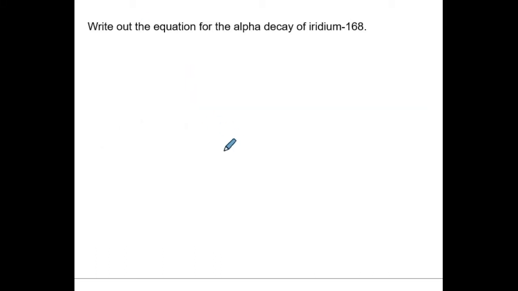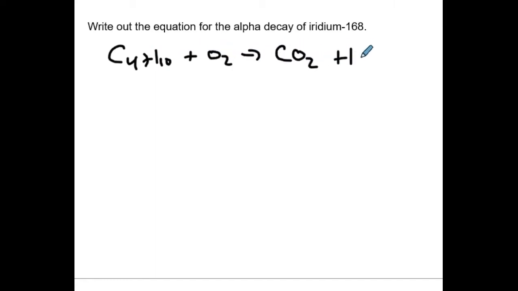Let's do a practice example. There's no math to this, but you are expected to be able to write out basically chemistry equations. Only they're not really chemistry, because in chemistry, if you've ever written out an equation, if I give you, say, C4H10 plus O2 forming CO2 plus H2O, in a typical chemistry sort of equation, if you start with carbons and oxygens, you have to end with them.